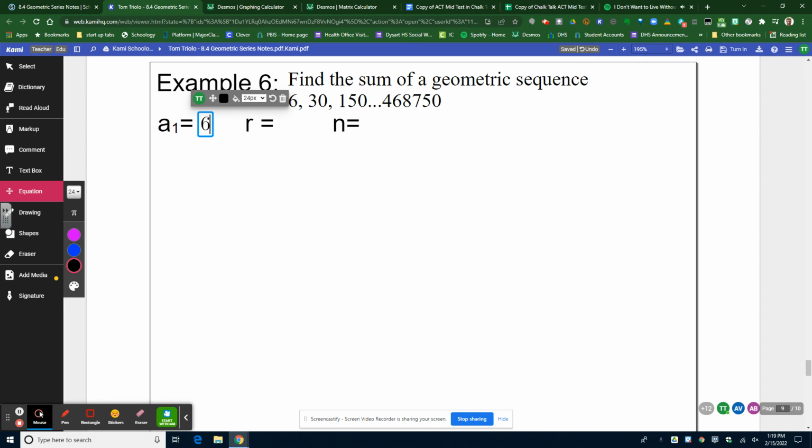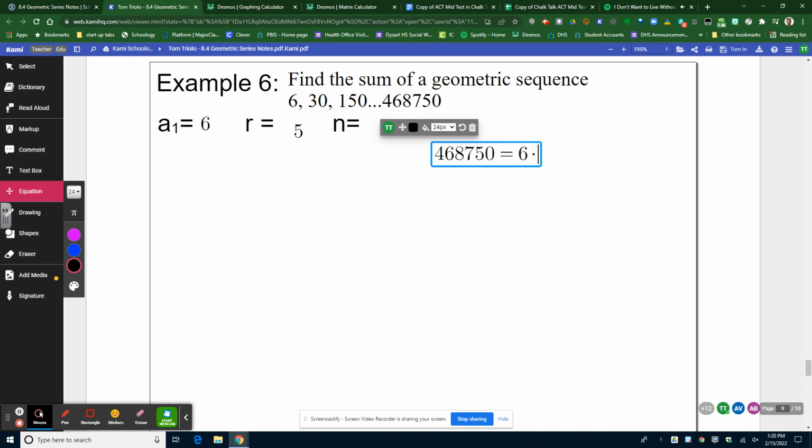A is 6. R is 5. I'm going to go through this kind of quick because we did one like this yesterday. I'm using the geometric sequence formula. 468,750 equals my first number, which is 6, times my common ratio, which is 5 to the power of n minus 1. Okay? Divide everything through by 6.